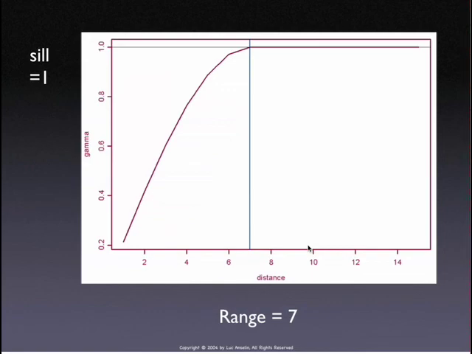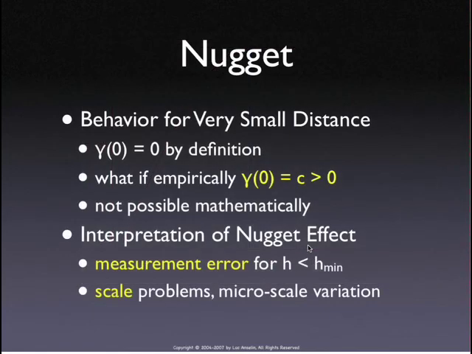There's one more. You see, this comes out of mining, which is called the nugget. So far we've been focusing on the far end where H increases. The nugget has to do with the low end where H goes to 0. Now, as we saw by definition, at 0 the semi-variogram should be 0. Okay, you start at the origin of the process.